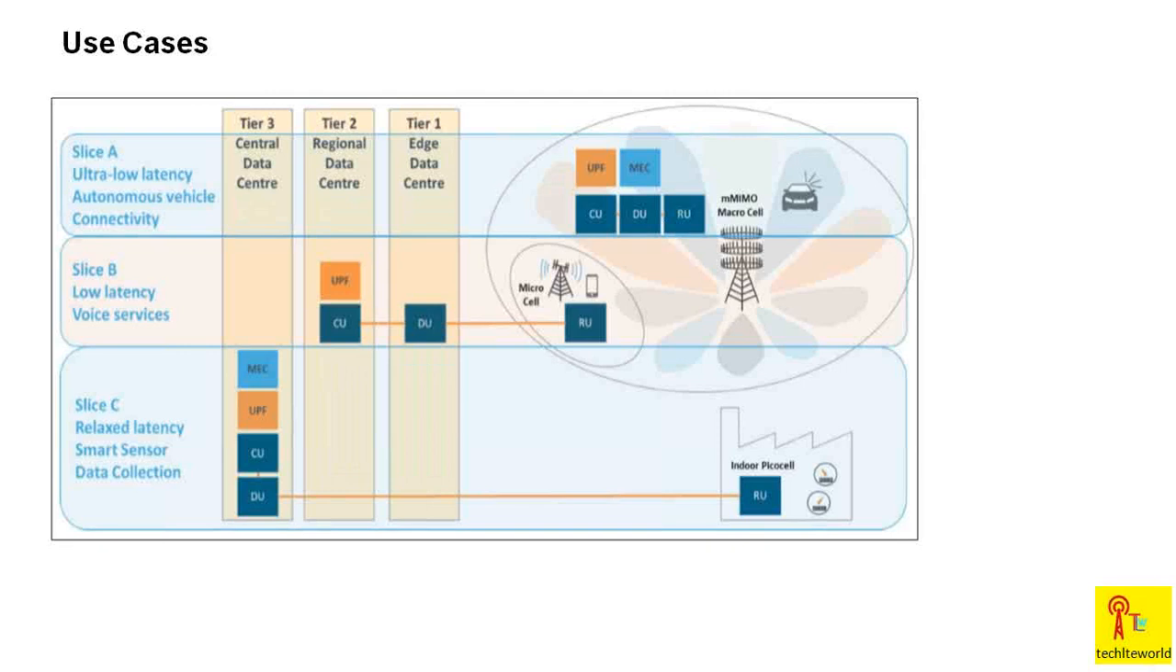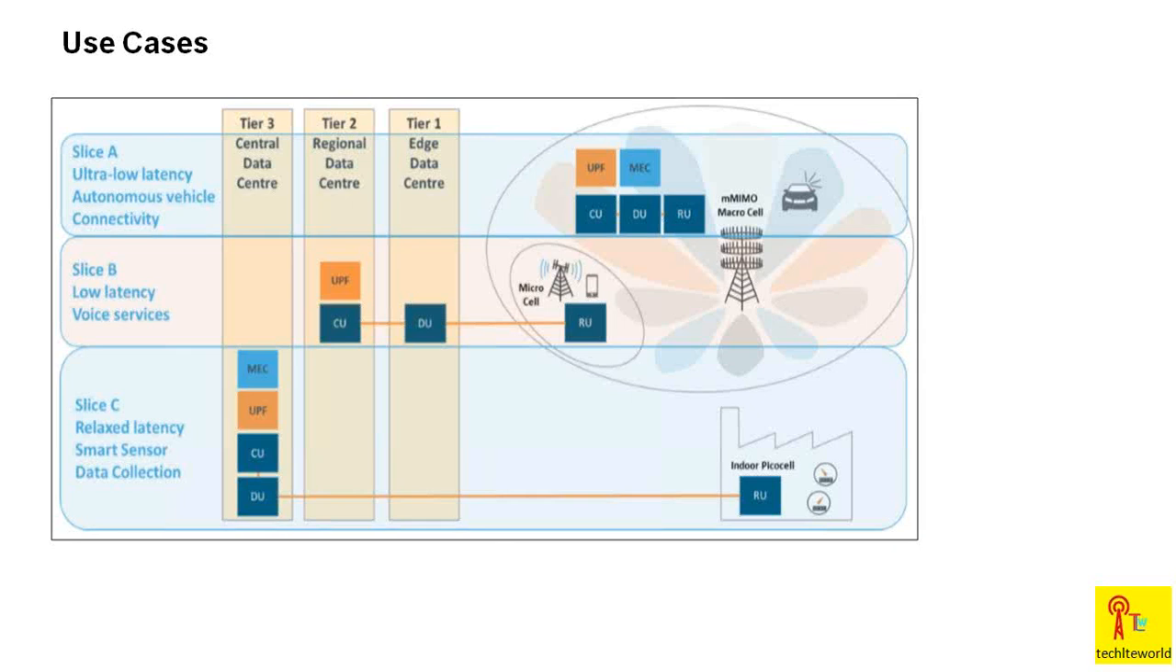If you talk about the use cases of Open RAN, we have a central data center, and then a regional data center, and then we have an edge data center. So it depends upon the requirement from the customer, as per the requirement we can have the CU, DU, RU in place.